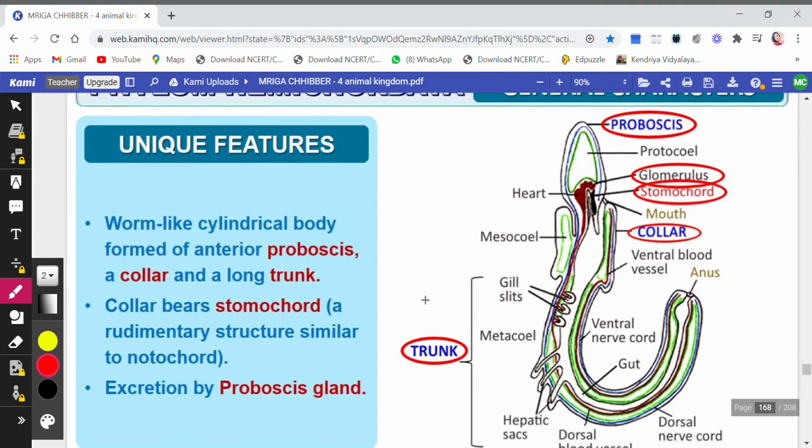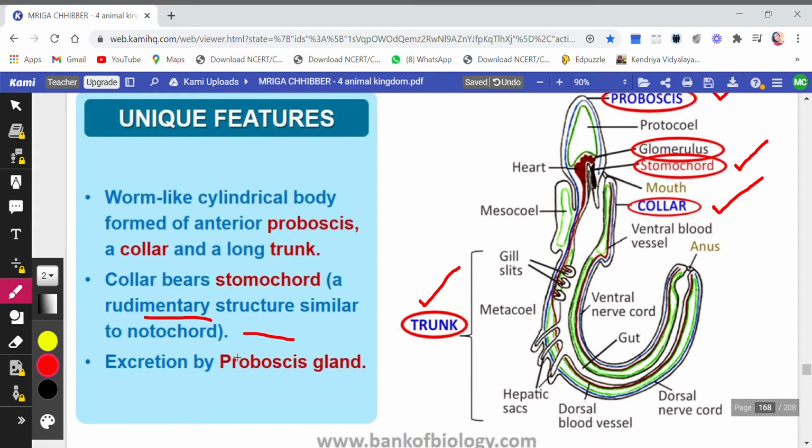Let's come to the unique feature, worm-like cylindrical body. You can see they appear to be worm-like cylindrical body formed from anterior proboscis. So at the top there is proboscis. Then there is a collar, as you see here, and a long trunk, right? So collar bears the stomochord. Here it is the stomochord, rudimentary structure similar to notochord. What do you mean by rudimentary structure? Rudimentary structures are the structures which are actually present, but they are not properly developed. Only a trace of that particular structure is found in the organism. Like we have a tailbone, but it is not developed, so it's a rudimentary structure. Excretion is by proboscis gland.